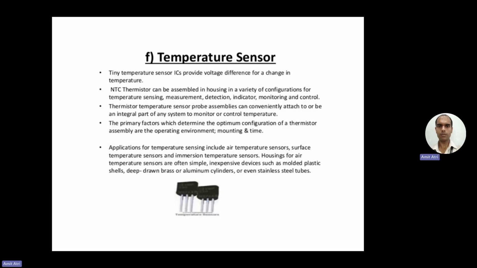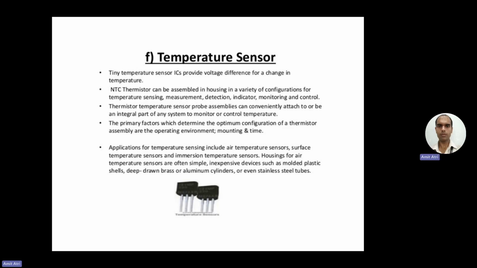Next is the temperature sensor. These are ICs, integrated circuits. Tiny temperature sensor ICs provide a voltage difference for a change in temperature. This is one method for measuring temperature. The NTC thermistor can be assembled in housing in a variety of configurations for temperature sensing, measurement, detection, indication, monitoring, and control. Thermistors are basically heat sensitive resistors, and usually they have a negative temperature coefficient.